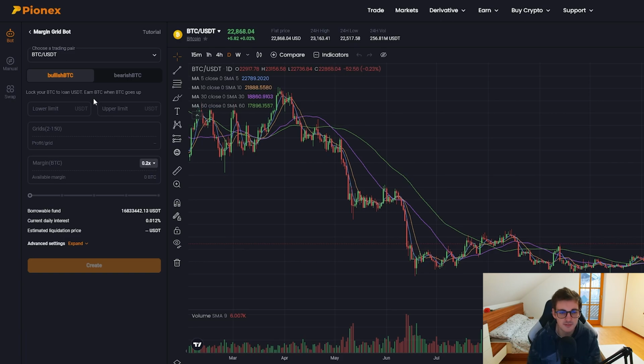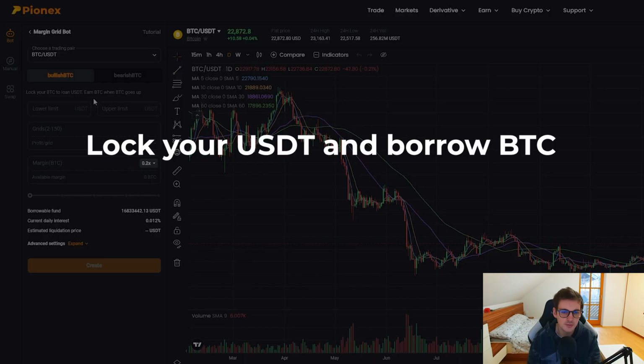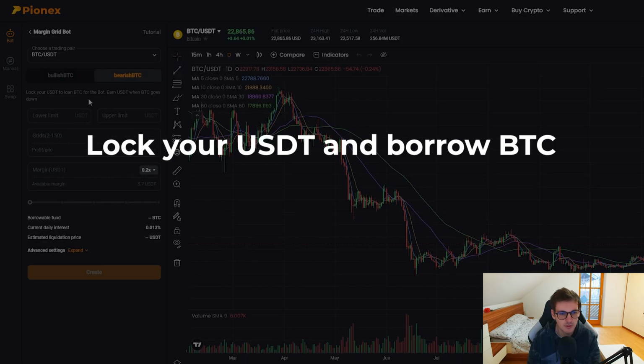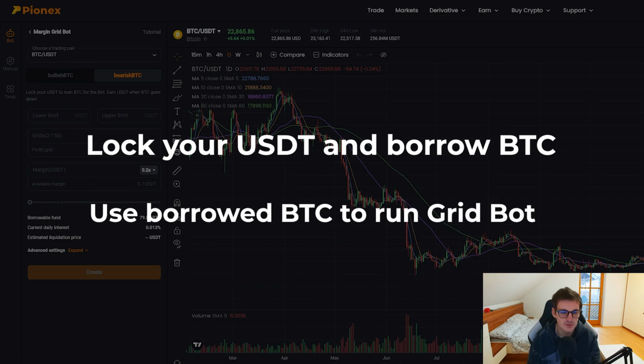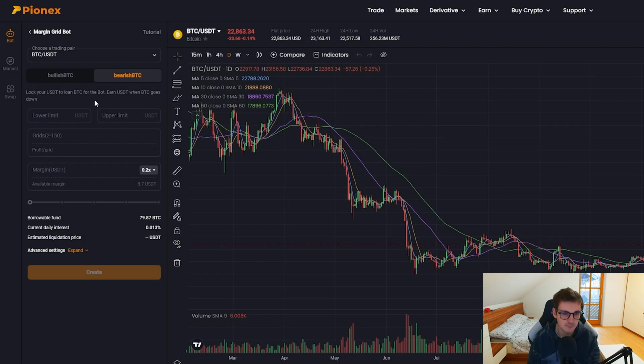profit. If markets are falling, instead of mortgaging your Bitcoin, you can mortgage your USDT to borrow Bitcoin and then run the grid bot, which is the same as shorting Bitcoin. Because the market is falling, your grid bot will earn you more Bitcoin, and returning the borrowed Bitcoin has also become cheaper, which further increases the Bitcoin profit that has been made. Of course, with margin grid bots also comes the risk of liquidation, so be careful when selecting a higher margin.